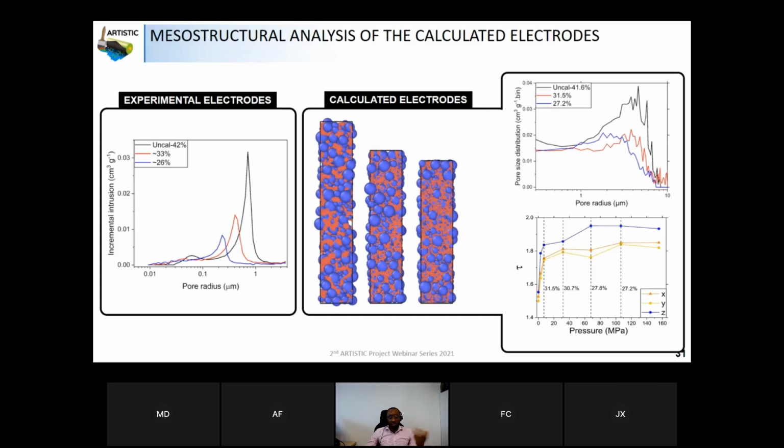And then we can also characterize the structure. For example, here we evaluate the tortuosity and the pore size distribution. You can see here we don't have the exact value for the pore size distribution, but the shape is almost the same. When you calender, you reduce the big sizes and increase the small sizes and so on. And you can see clearly for the tortuosity that, depending on the direction, you have some kind of plateau, and then you have a change of the tortuosity in each direction.